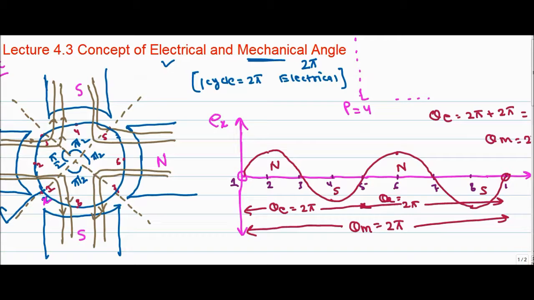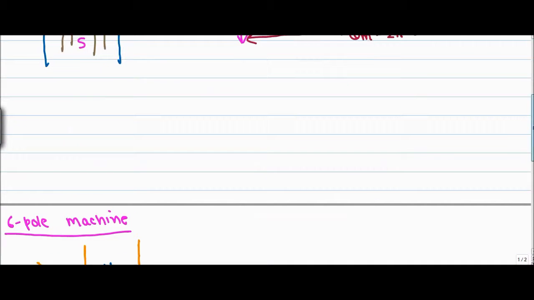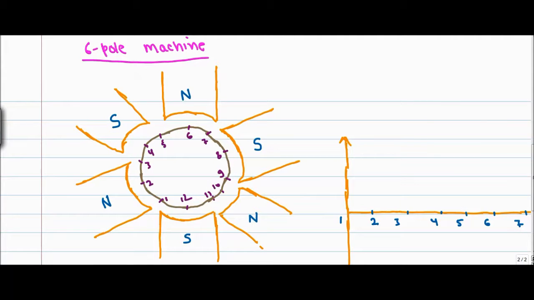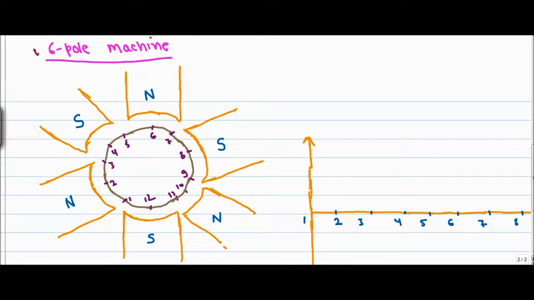Let's move on to the number of poles equal to 6. Then what will happen? So move on to the next page. Like this question, here we have considered a 6 pole machine in this fashion: north, south, because it has a heteropole structure. We have already seen in lecture number one that there is a combination of north and south alternately in any kind of electrical machine.